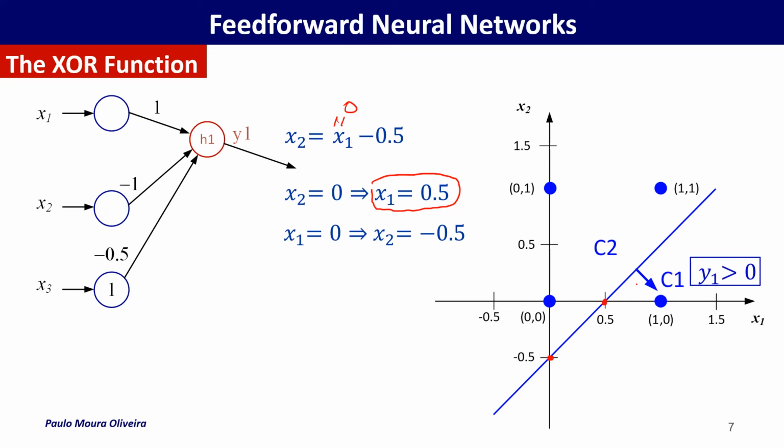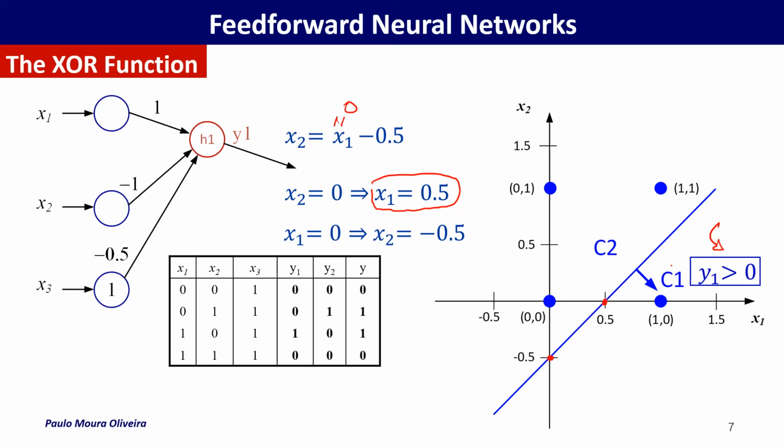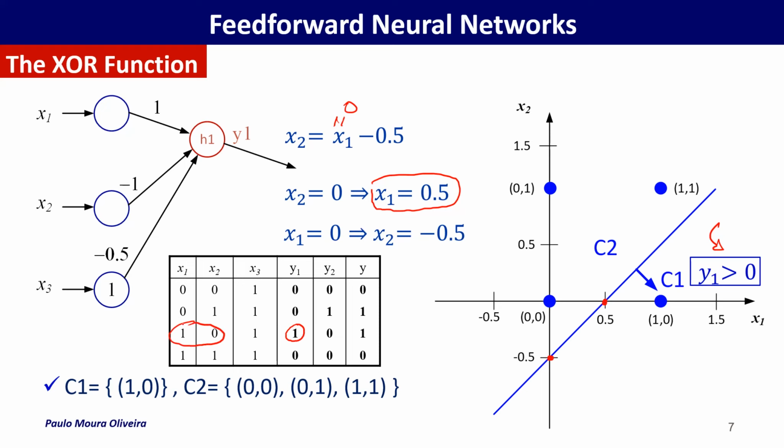So for C1, the output of neuron 1 is larger than 0. So we can see that the classification for class 1 is just one situation, when y1 is 1, so it is this one, 1 0 is the first class, and the other three give 0, so we have 0 0, 0 1, and 1 1. Okay, so these are the two classes and the samples for each class.